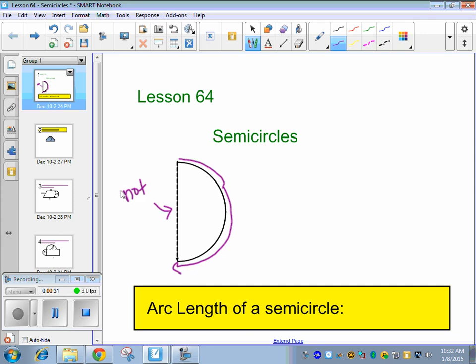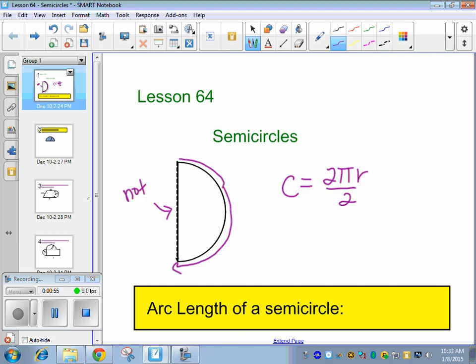So the perimeter of the circle, what do we call that? Yeah, we call that the circumference. So now I just want to find half of the circumference. Do you guys remember what the formula for circumference is? Good, 2 pi r. So if I just want to find a semicircle, I divide it by 2.